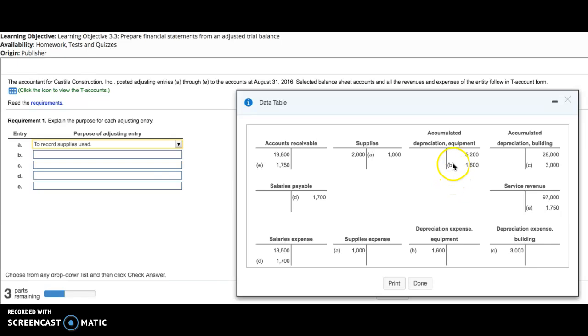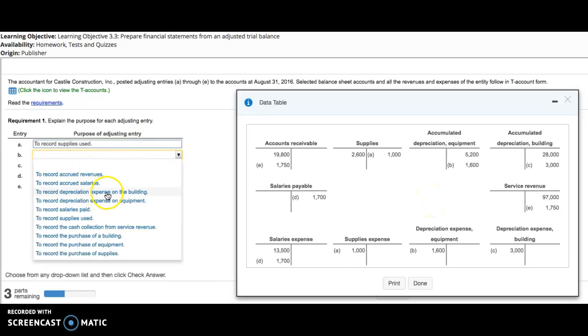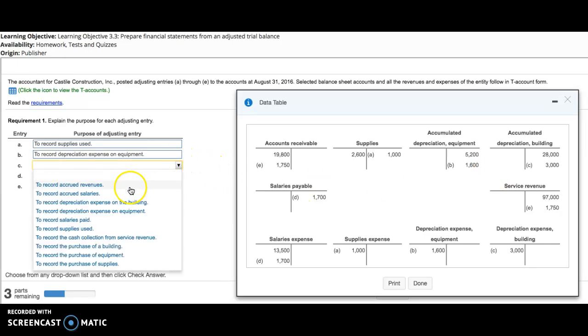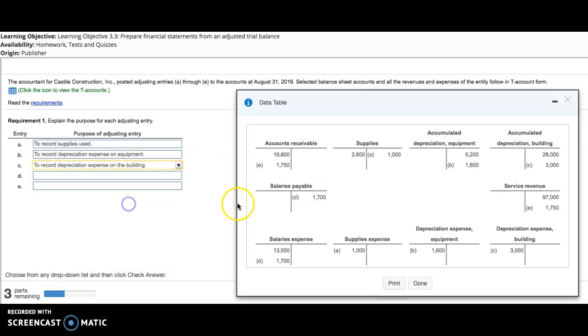So what are we doing for B? We're trying to get the depreciation expense for the equipment, right? So to record depreciation expense on equipment. And then for C, we're doing it for building. We're recording the depreciation expense on the building. And then we've got D here.